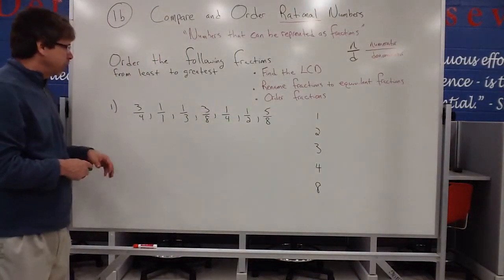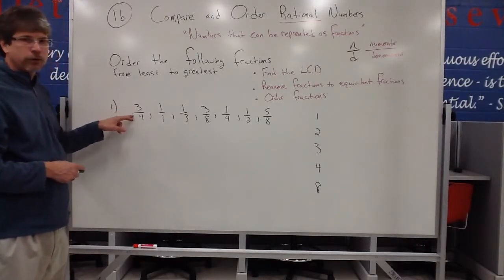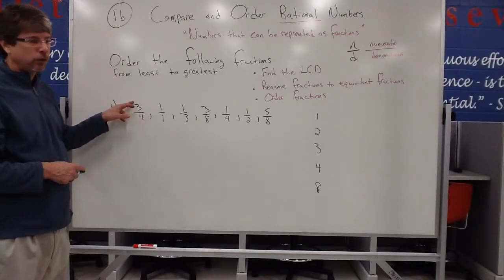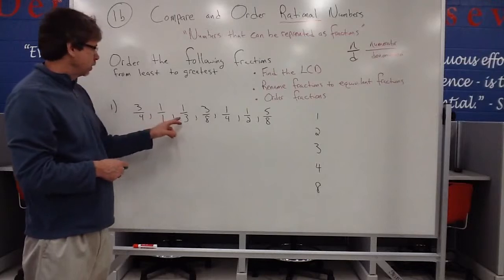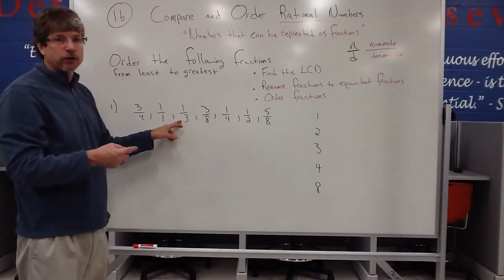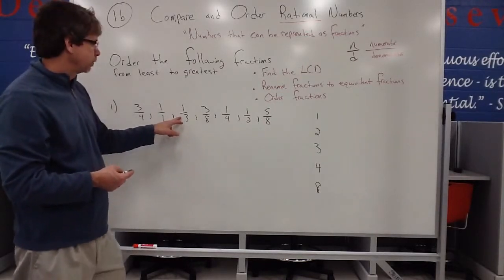Now going across there, at a glance, 3 out of 4, or 3/4, notice that it takes 4/4 to be a whole. So 3/4 should be less than 1. 1 over 1 is the same thing as 1. 1/3 kind of means 1 out of 3. So again, it takes 3/3 to be a whole. So 1/3 is a lot smaller than 1.